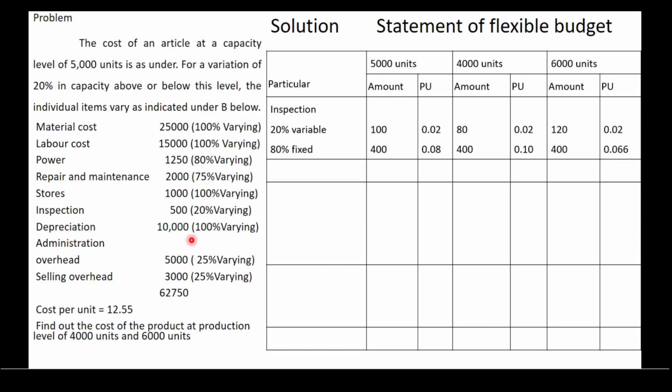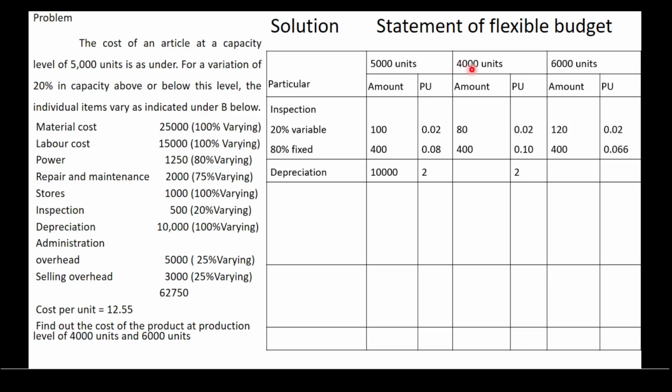The depreciation amount is 10,000 rupees. This whole 10,000 rupees is treated as 100% variable. Okay. So depreciation, this whole amount is variable. The depreciation amount is rupees 10,000. So this 10,000 is divided by the 5000 units. So now the cost per unit is rupees 2. So this is the variable. So that's why the cost per unit is the same at each capacity level.